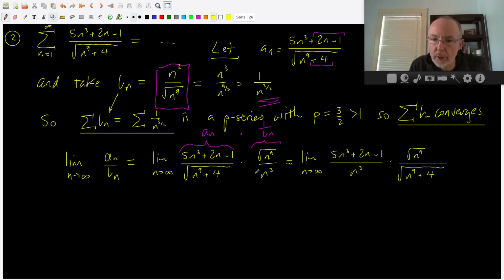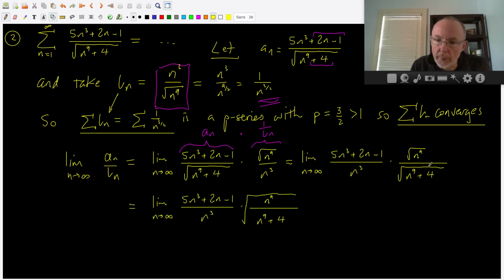Right? I'm just shuffling terms around. I'm dividing the polynomial by the polynomial and the root by the root. And in fact, I can do more. I can put those under the same square root. And so when we take that limit, we could think of it as an indeterminate form, or we could just, again, do the calc 1 thing. If I divide everything on the top by n cubed, I'm going to end up with a 5, a 2 over n squared, minus 1 over n cubed. And those last two go to 0 in the limit.